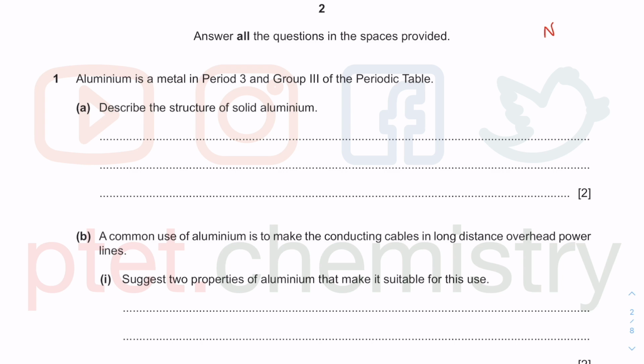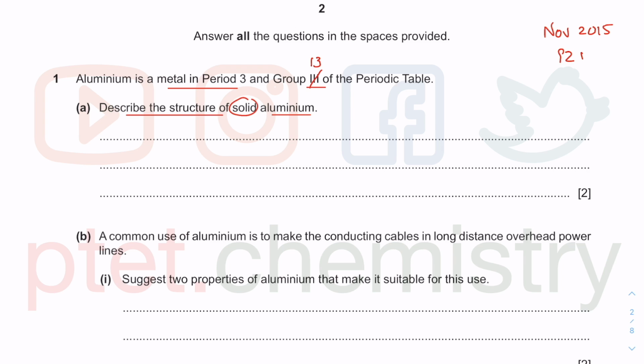In this tutorial video, we'll go through this November 2015 paper 2 variant 1 for the Cambridge International 16 to 18 years old A-level curriculum. In this first question, we have aluminium. Aluminium is very clearly a metal in period 3. These days we use the term group 13 for the new specification from 2016 onwards. And we are asked to describe the structure of solid aluminium.